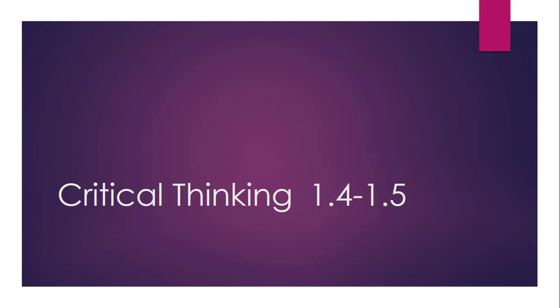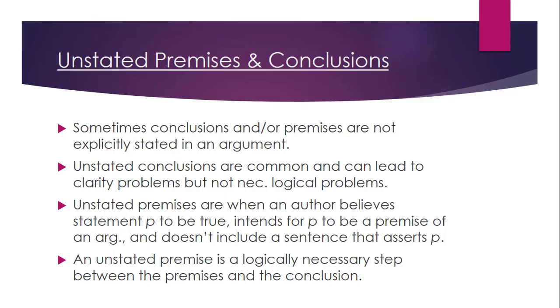Okay, welcome to the next section in critical thinking. We're going to first start off by looking at unstated premises and conclusions. Sometimes conclusions and/or premises are not explicitly stated in an argument. It could be the case that the person, in writing or verbally talking, has left out the conclusion. Perhaps they left out one or more premises. Could be both, that there are missing premises as well as a missing conclusion.